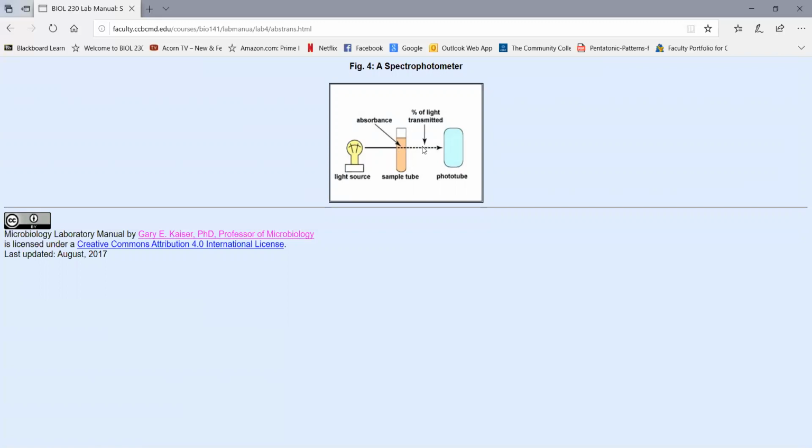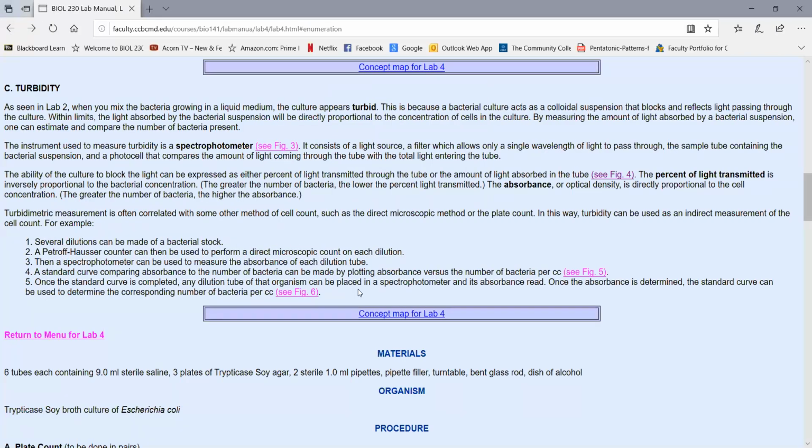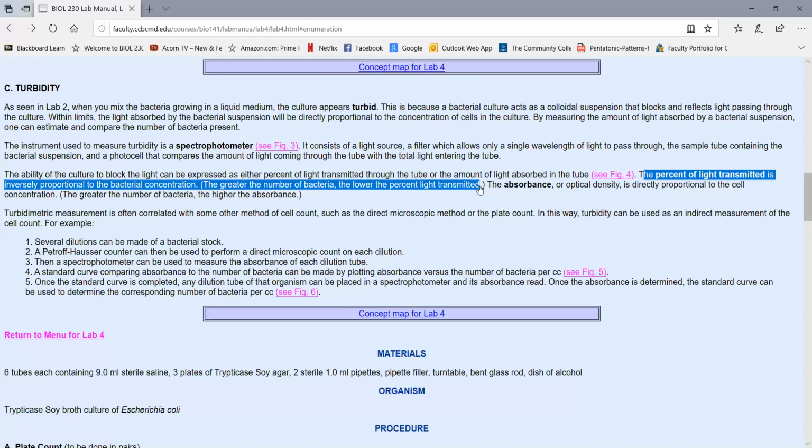But we can also measure the percentage of light transmitted through the tube, the amount of the light not blocked. And that's inversely proportional. The greater the number of bacteria in the tube, the less light gets through the tube. So the smaller the percent light transmitted. And so one of your objectives asks you to explain those two relationships. That the percent of light transmitted is inversely proportional to the bacterial concentration. In other words, the greater the number of bacteria in the tube, the lower the percent light transmitted, the less light gets through the tube.